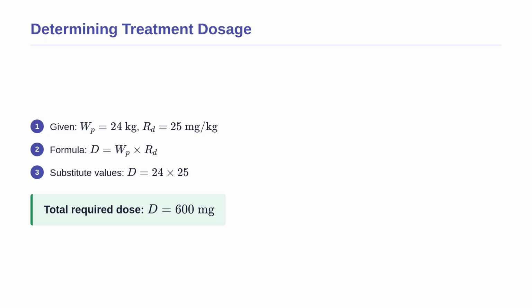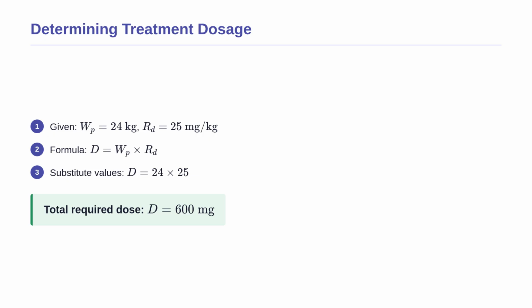Now, we simply multiply these two numbers together. Multiplying 24 by 25 gives us a total of 600. Therefore, the patient requires a single dose of 600 milligrams of praziquantel. This precise calculation is vital because underdosing would allow surviving worms to continue their autoinfection cycle, while the correct dose breaks their grip entirely.